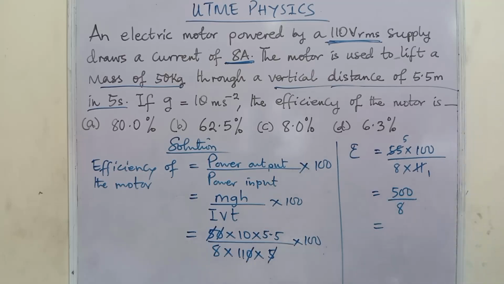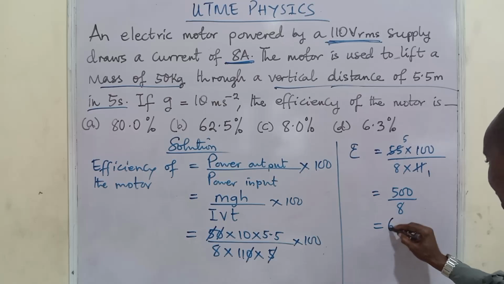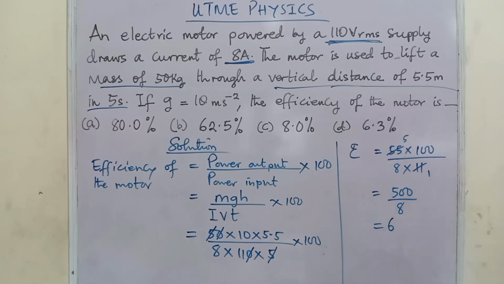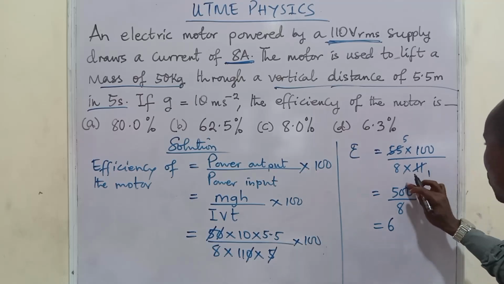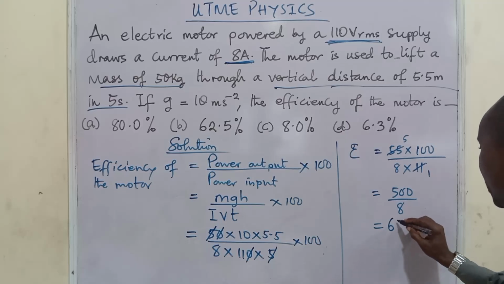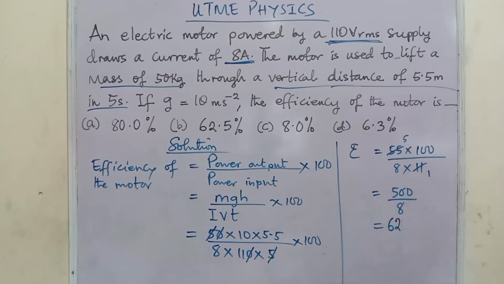So what do we do? 8 in 50 gives me 6, because 8 times 6 is 48. So I'm left with 2. Alright, in 20, 8 in 20 gives me 2. That's 8 times 2 is 16, remaining 4. 8 cannot go in 4, so I put my decimal point. Then in 40, 8 goes in 40 exactly 5 times. So my answer is simply 62.5 in percentage.